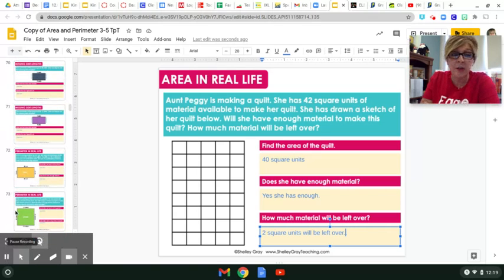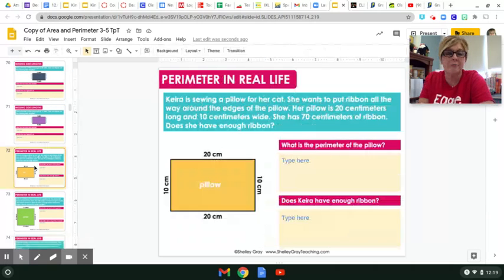Okay, now we're going to do another real life problem using perimeter. And I see a shape here. First thing I need to do is read my problem. I see 2 places to type into. So we'll answer those in a minute as soon as we figure out what they're asking us.